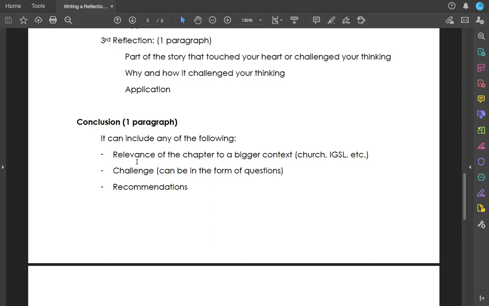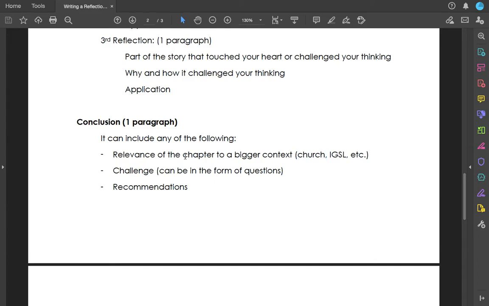First, you can talk about the relevance of the chapter to a bigger context. That means, in the body, you related it to yourself, right? In the conclusion, you can talk about the bigger context. So you can start talking about your culture, your church. When I say church, capital C, that means the body of Christ in your country, or it can be your local church. I think you can't talk much about IGSL right now because you're not here. You're not immersed into the community yet. Or you can talk about the church in general, the universal church, the body of Christ.